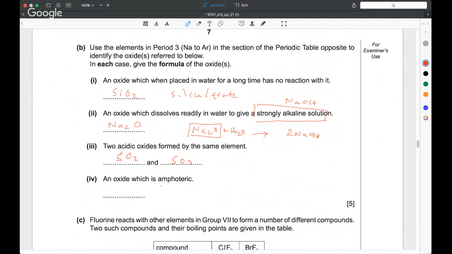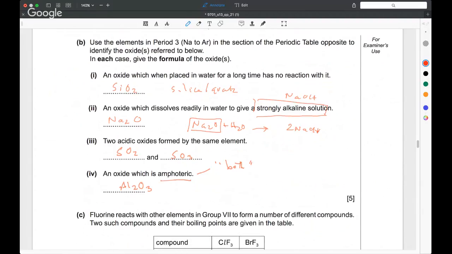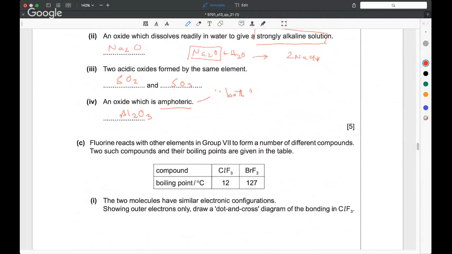Now, the oxide that's amphoteric, remember, amphoteric is from the Greek word meaning both. That's the kind of root for that. And that means that the oxide is both acidic in its nature and basic in its nature. And the classic example of that is aluminium oxide, Al2O3. It can react with acids, acting as a base, or it can react with bases, showing acidic behavior. So it's amphoteric. It shows both acidic and basic behavior.